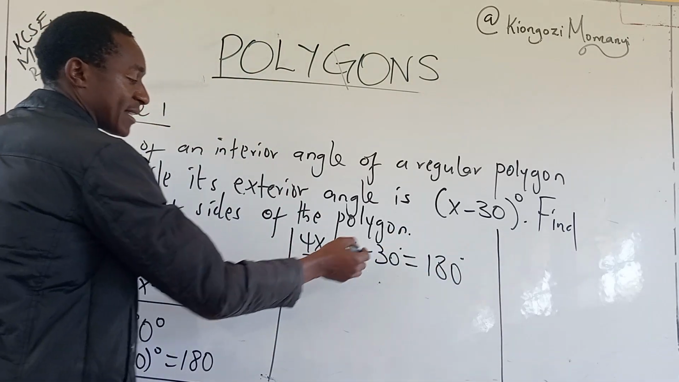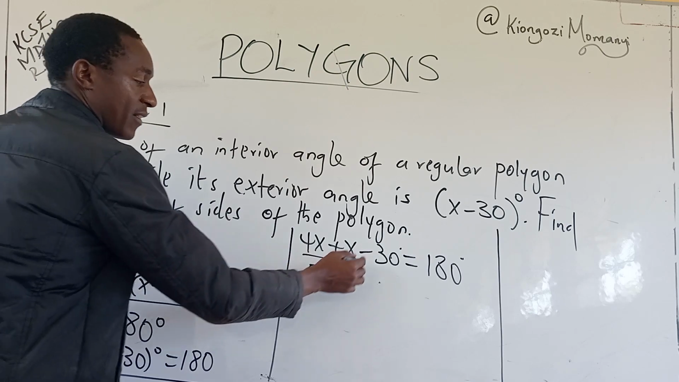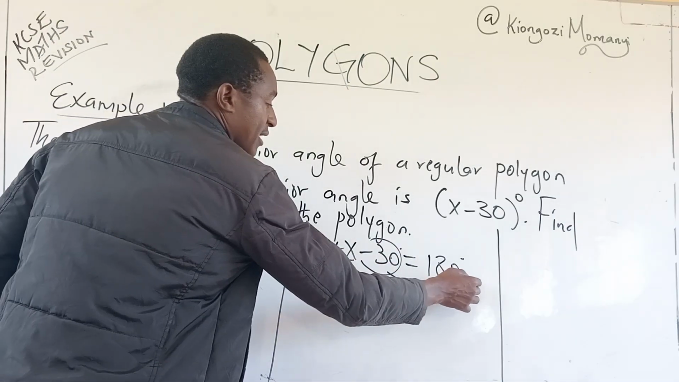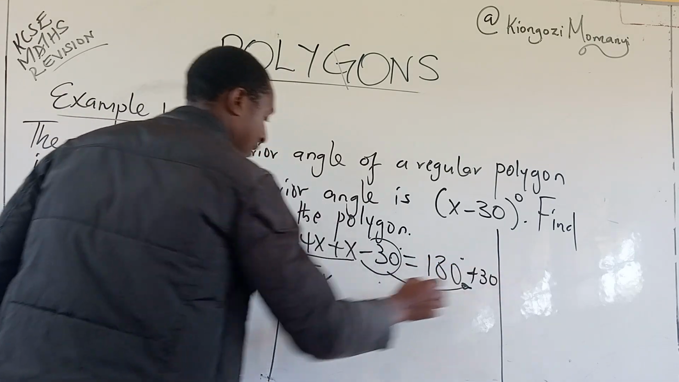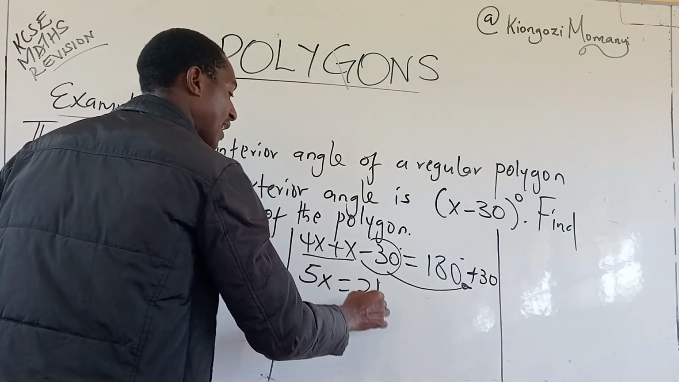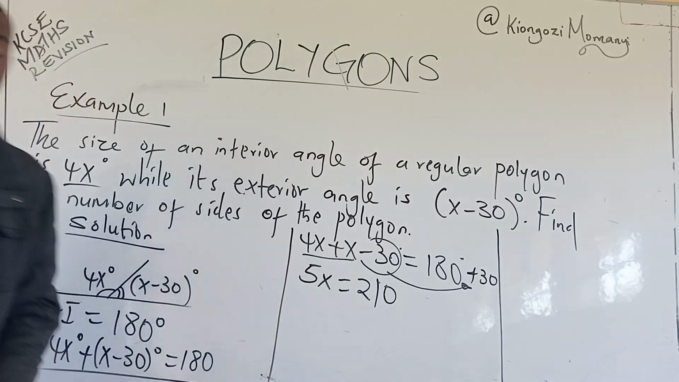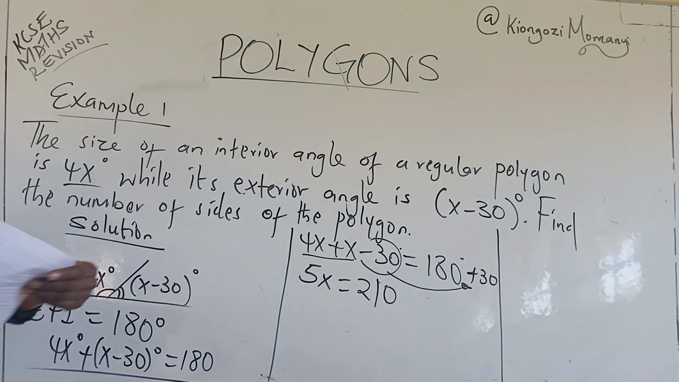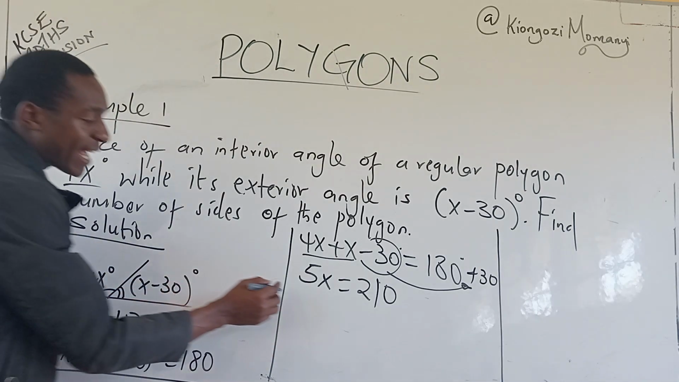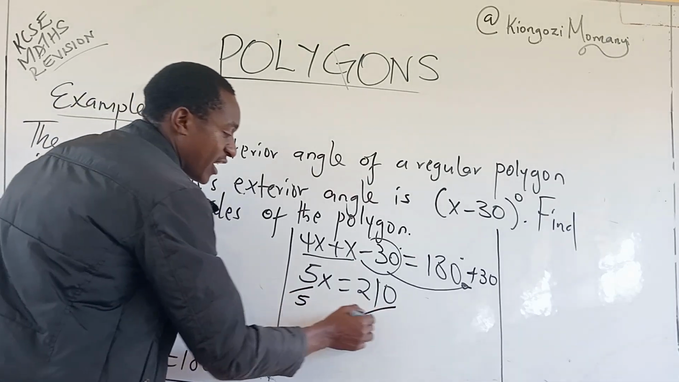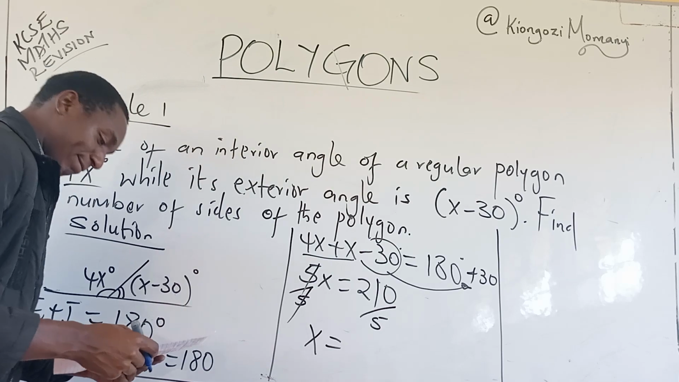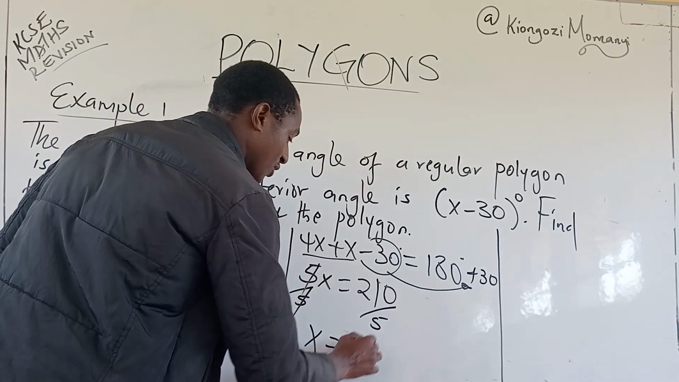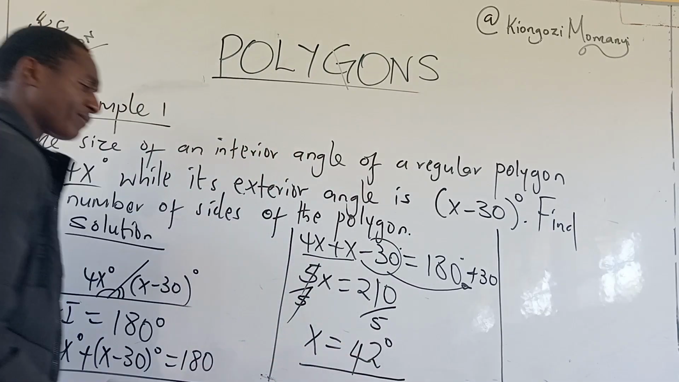So 4x plus x is 5x. Then this 30 degrees, take it to the other side of the equal sign, it will be plus 30. 180 degrees plus 30 degrees is 210. To get x, you divide by 5 on both sides. Your x is equals to 42. Very good. 42 degrees if you use your calculator well.